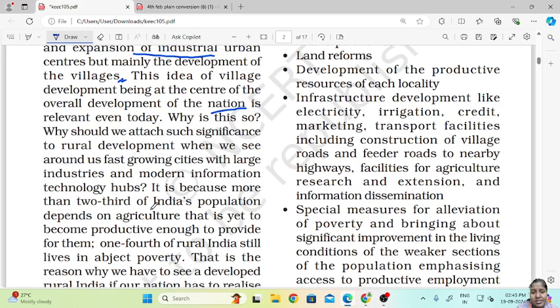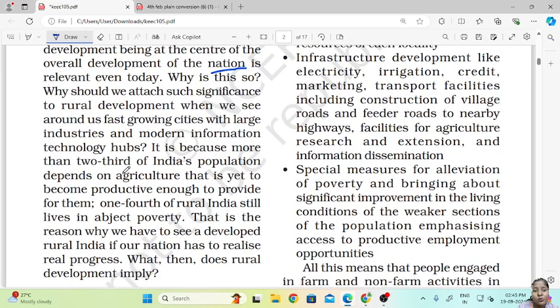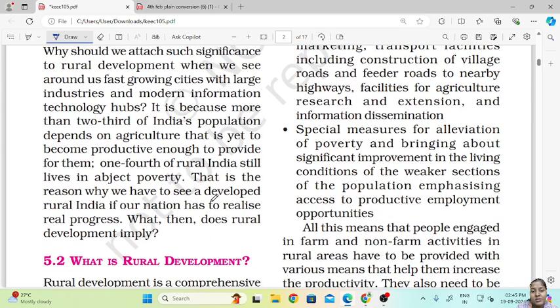All the urbanization part we can see in urban areas. So it is because more than two-thirds of India's population depend on agriculture that is yet to become productive enough to provide for them. One-fourth of rural India still lives in abject poverty. So that is the reason why we have to see a developed rural India if our nation has to realize real progress.